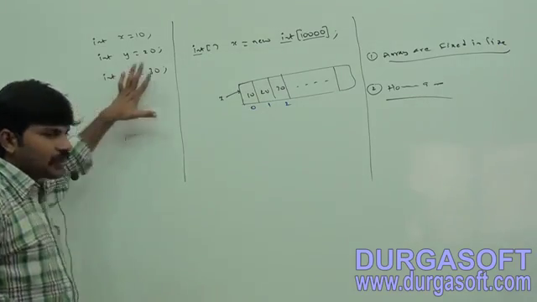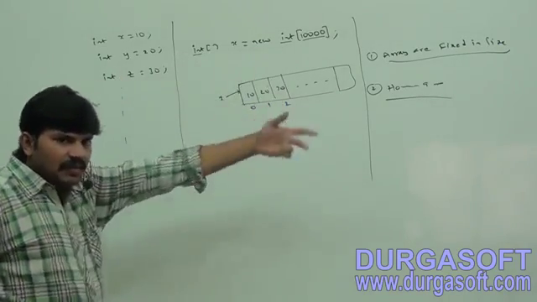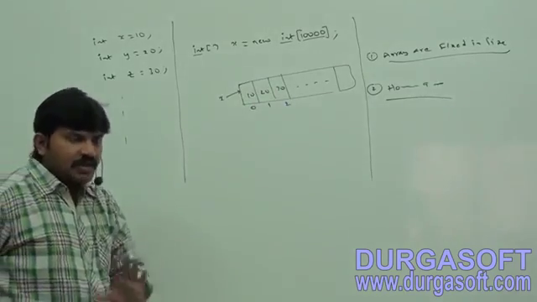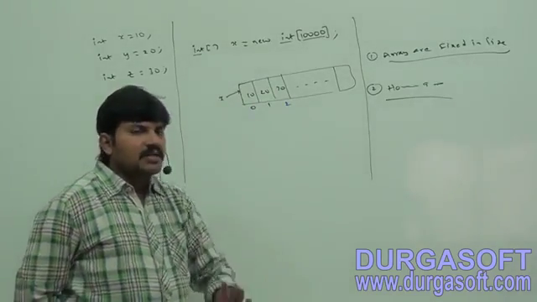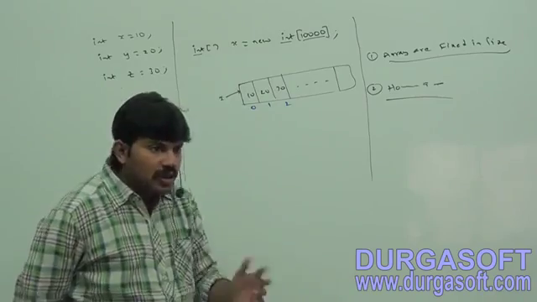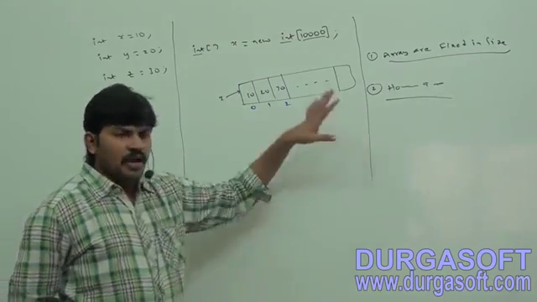Individual variable approach, arrays approach, and the next level is the collections concept. Collections are not fixed in size. Collections can accept both homogeneous and heterogeneous elements. Are you able to understand?